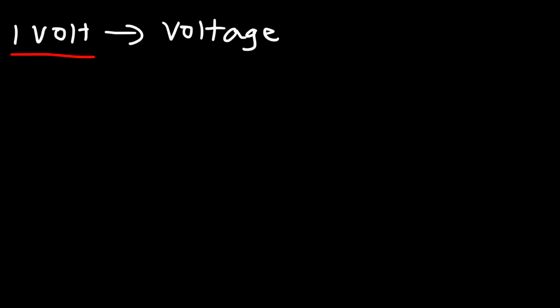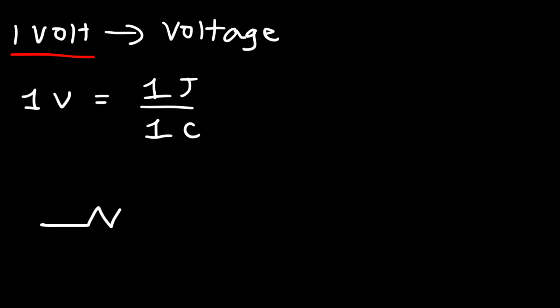And 1 volt is equal to 1 joule of electric potential energy per 1 coulomb of charge. And so it's the ratio of electric potential energy to electric charge. Now you need to understand the difference between voltage and electric potential.